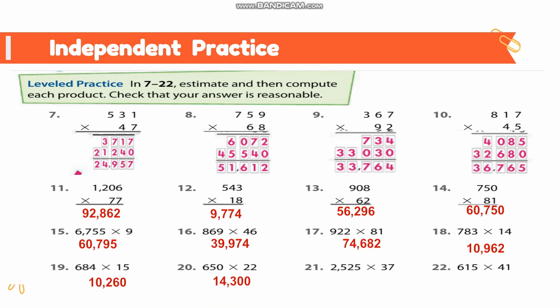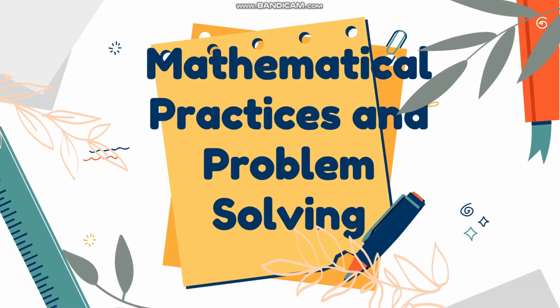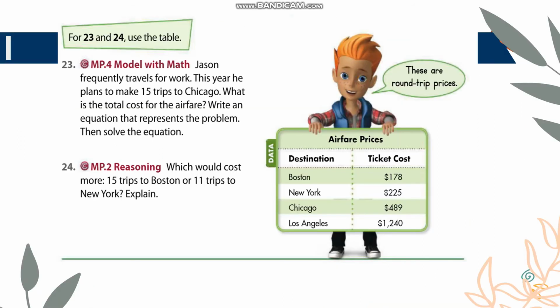Number 20, 14,300. 21, 93,425. 22, 25,215. Now, let's proceed to the mathematical practices and problem solving.